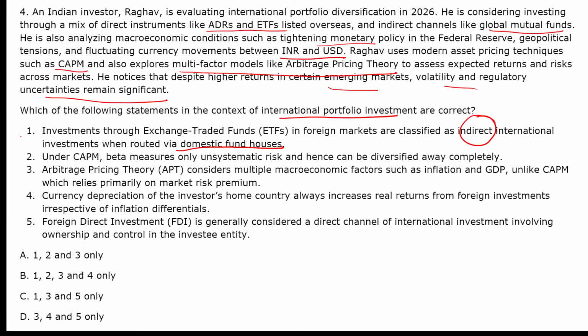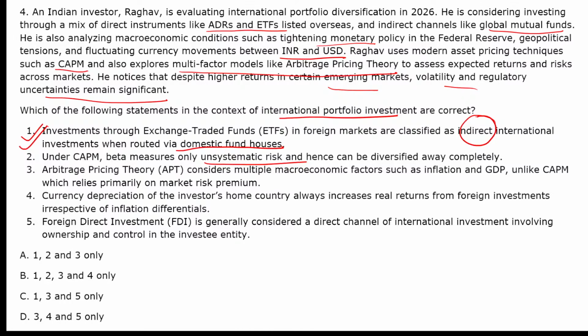International investment, correct. When you are using a domestic fund house for trading in ETF, it will be indirect international investment. This is correct. Under CAPM, beta measures only unsystematic risk and hence can be diversified away completely. Do you think beta tells you unsystematic risk? It is 1000% wrong. It is telling you systematic.